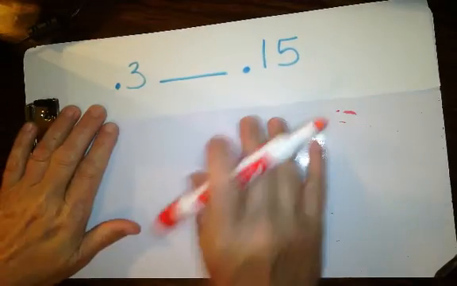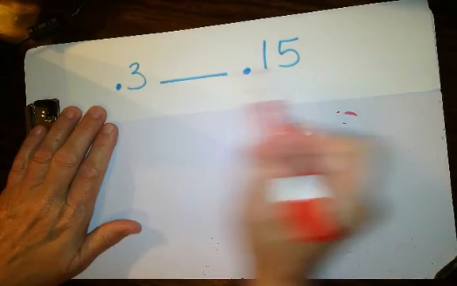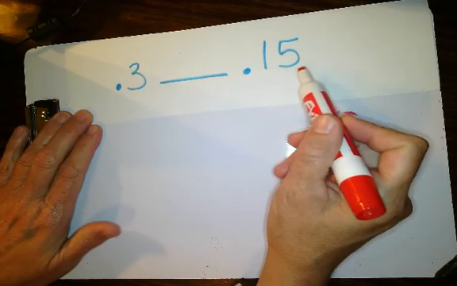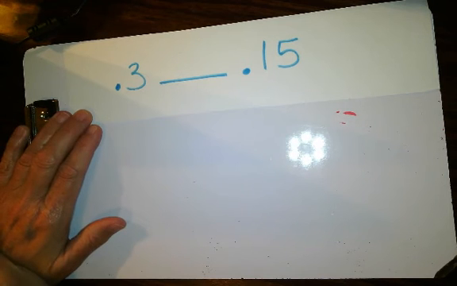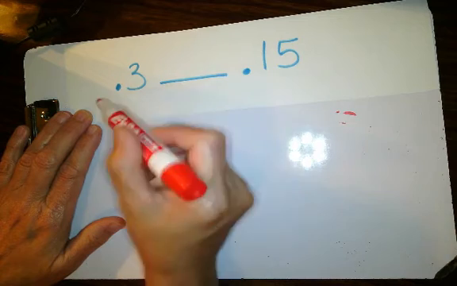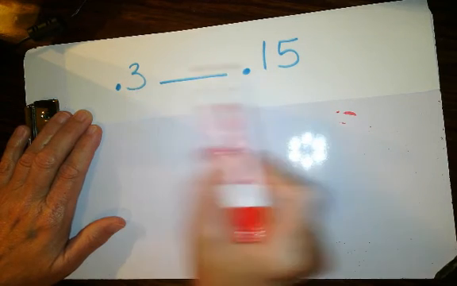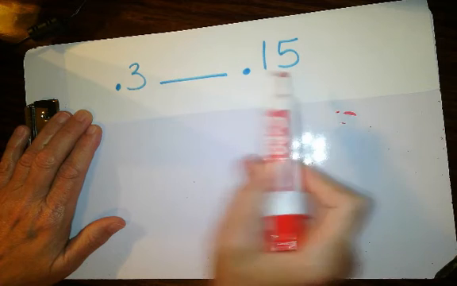Let's review. If I have 3 tenths and 15 hundredths, which is the bigger number? Well, this number has 2 digits in it, so it must be bigger, correct? Nope, that is not correct. You have to look at each place, and the bigger number in the tenths place is the bigger value.